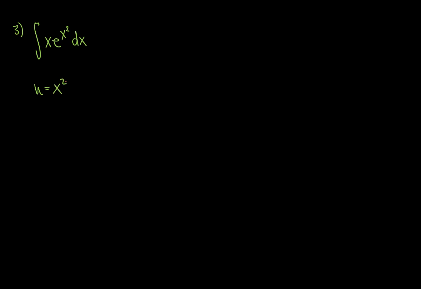Maybe you came up with this, and I hope you did. Let's try it to be the exponent of e. So if u equals x squared, then my du is going to be 2x dx. And remember that du, I can think of as the derivative of u with respect to x is 2x, and then multiply both sides by dx to get this piece.